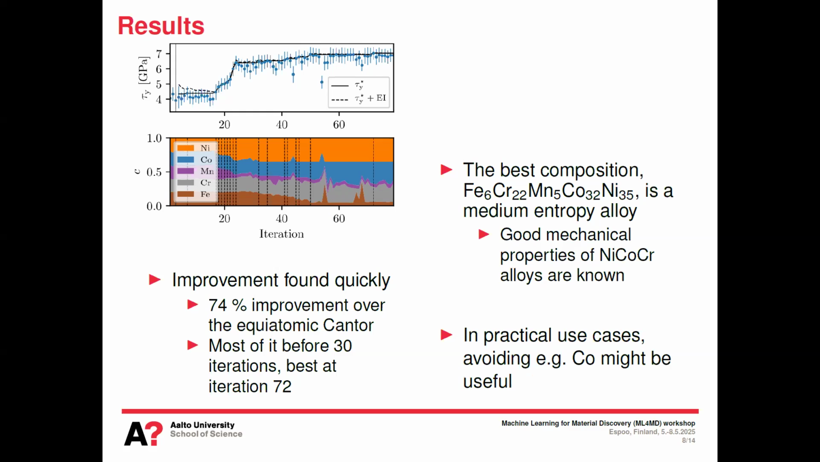And what we find is that the best composition that we get, this one here, is a medium entropy alloy. It's a nickel, cobalt, chromium alloy, and the good mechanical properties of these alloys are kind of known.